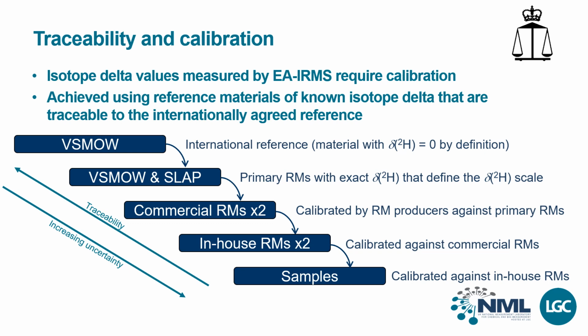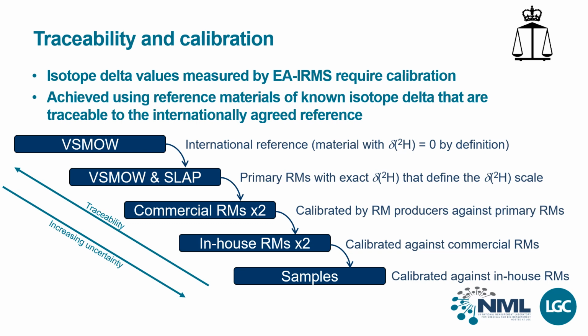VSMOW, which defines the scale's zero, and a second water reference material, Standard Light Antarctic Precipitation, SLAP, which sets the span of the scale covering the range of natural meteoric water. While VSMOW and SLAP reference waters could be used to calibrate routine hydrogen isotope delta measurements, they are very expensive.